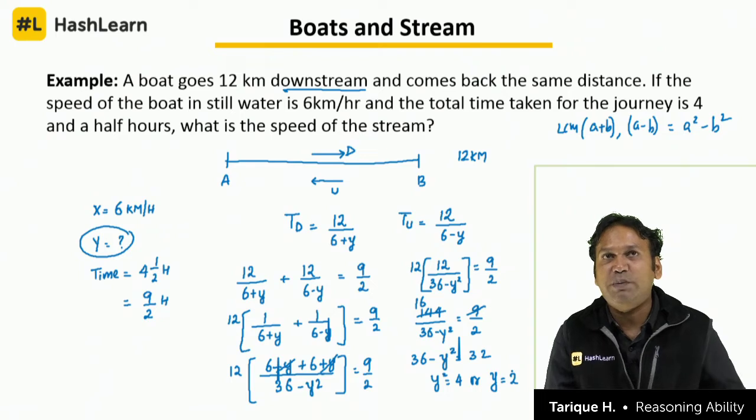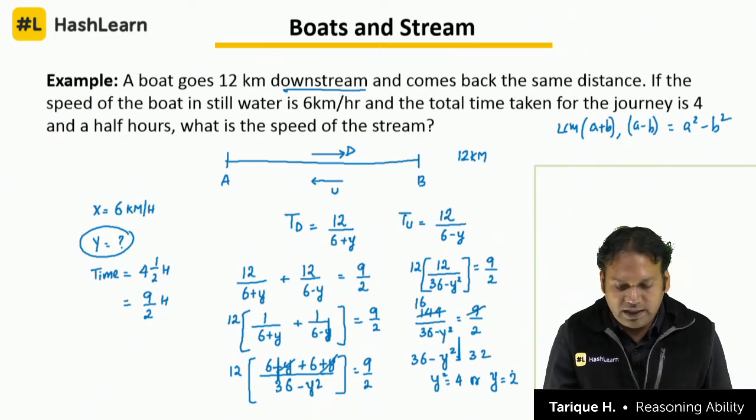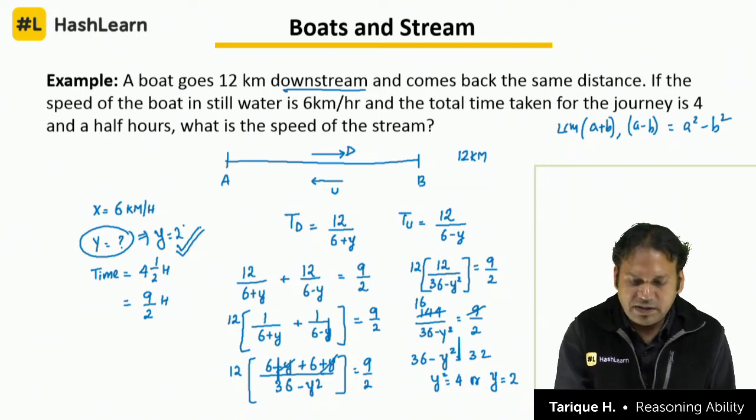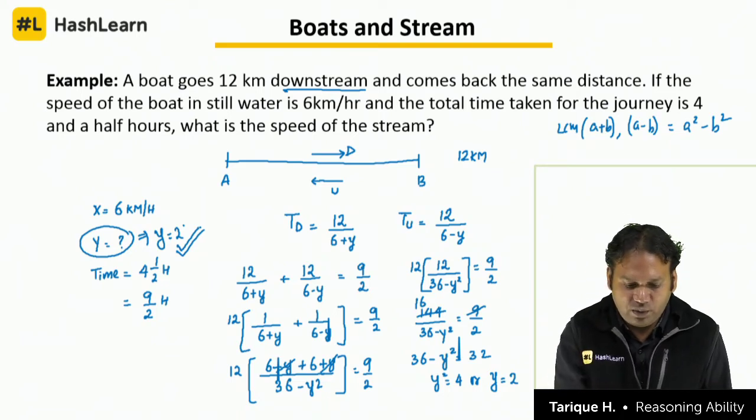It is plus minus 2, but speed can't be negative 2. So, y is equal to 2. What is y here? y is the speed of the stream. This is our answer. Now, ideally in examination, while having answer options, we do not need to do all these things.